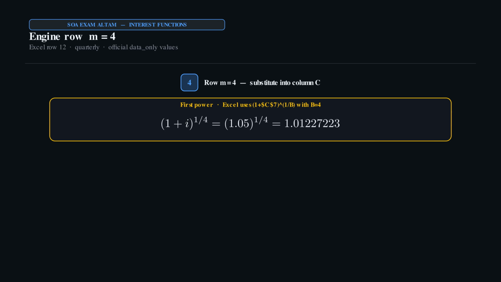M equals 4. Raise 1.05 to the 1/4. The fourth root of 1.05 is 1.012272223. That is 1 plus the quarterly interest piece. Subtract 1 to get 0.012272223, then multiply by 4. i upper 4 is 0.04908894. Official cell C12. Smaller than i upper 2, as expected.